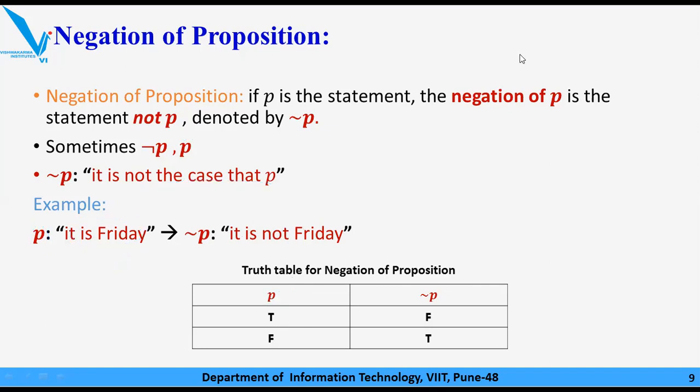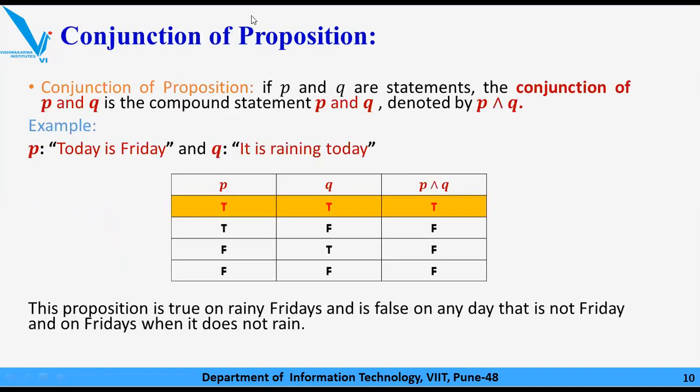Moving to the next logical connective, the conjunction of propositions. From now onwards, statements will have at least two propositions. If P and Q are statements, the conjunction of P and Q is the compound statement P and Q, represented by this symbol. So this is P and Q.